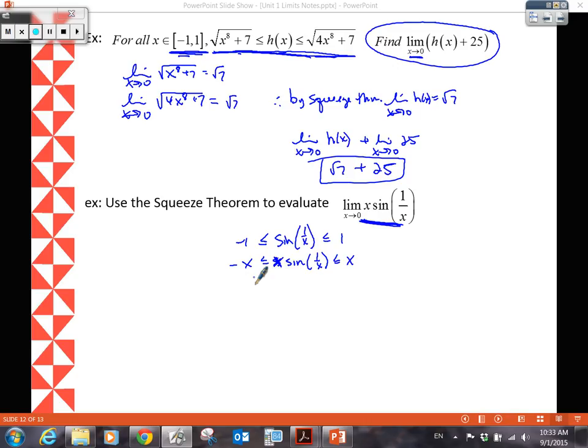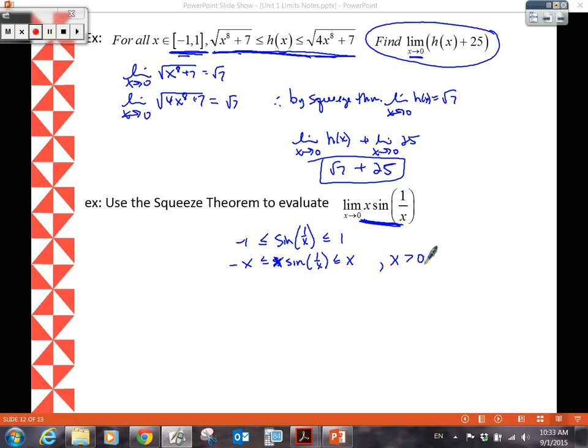Okay, so I'm going to just restrict the domain. I'm going to say that x has to be larger than 0. Okay, it has to be positive for this inequality to work. Okay? Instead of using absolute value bars. You can use absolute value bars if you would rather. Alright, so we have the squeeze set up.